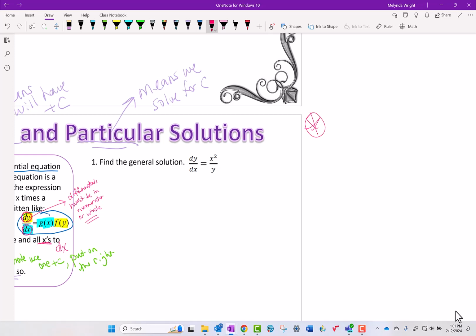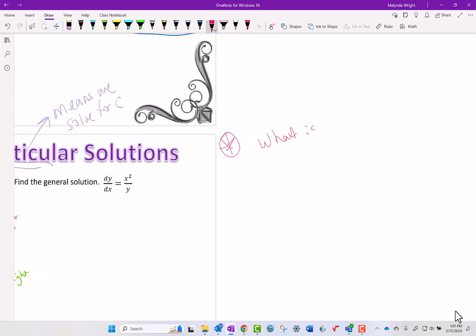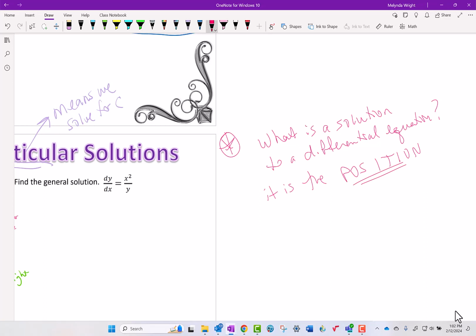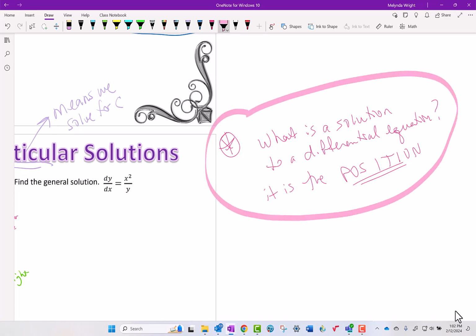What is a solution to a differential equation? Because they're going to ask you to find the solution all the time. What is it? It is the position. That's what it is. So you're typically going to be given the first derivative, and you're going to find the position. When they ask you to solve the differential equation, they're asking you to find the position. And I think we've talked about it in here as well. So when we're solving it, we're finding the position.